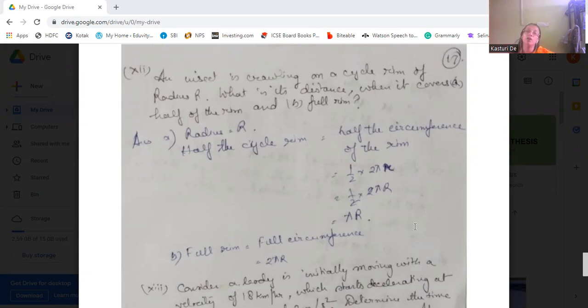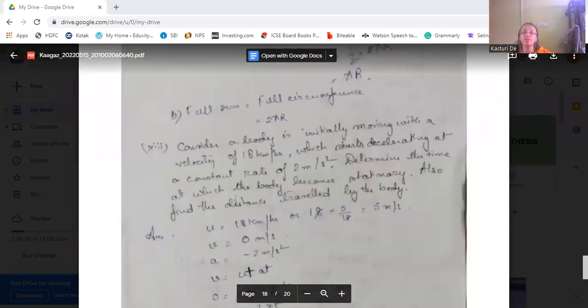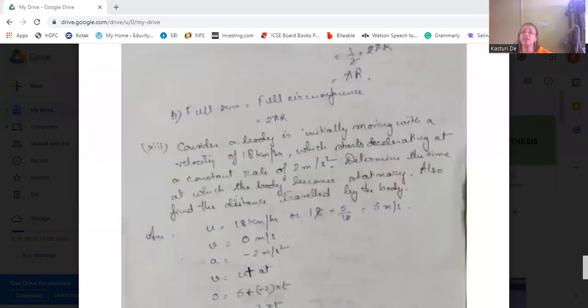So it will be 2 pi capital R. Okay. Next is, consider a body is initially moving with a velocity of 18 km per hour, which starts decelerating at a constant rate of 2 km per second square. Determine the time at which the body becomes stationary. Also find the distance traveled by the body.